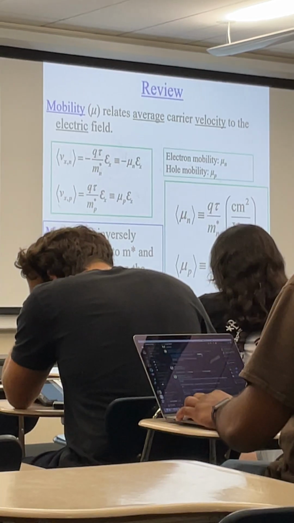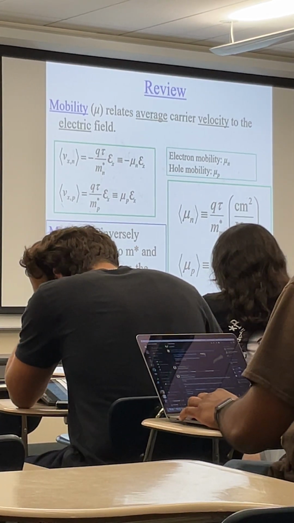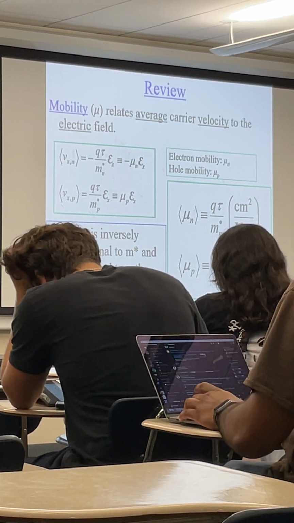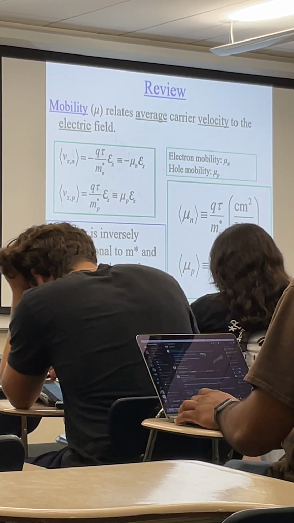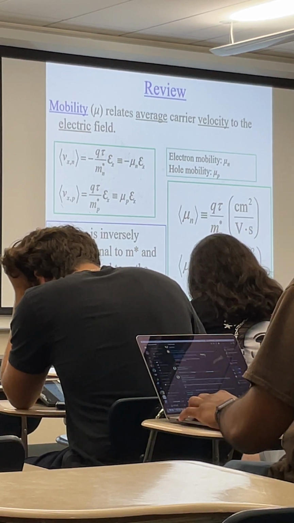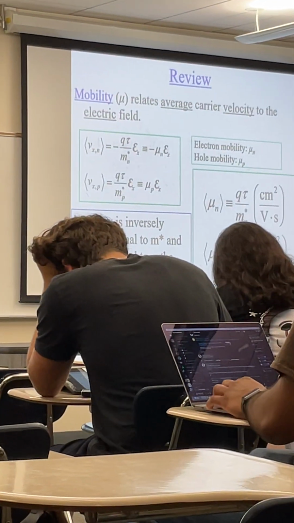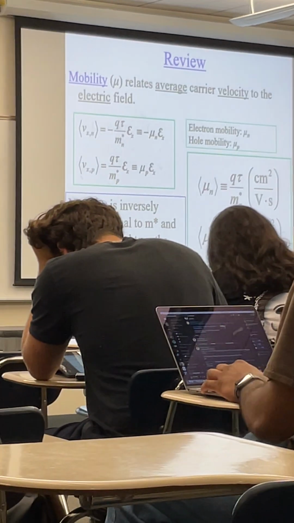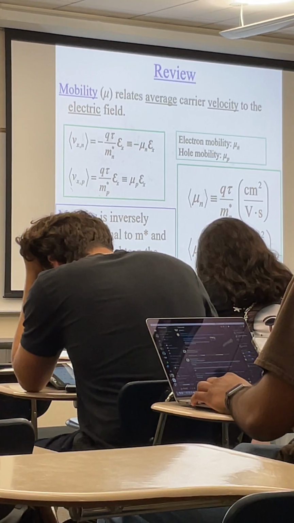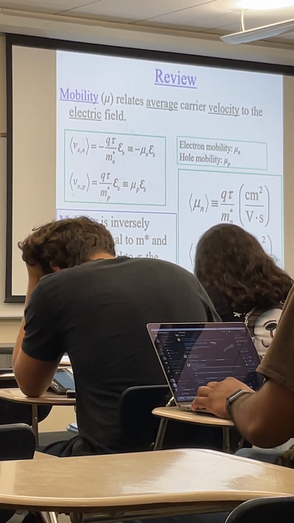Microscopic expressions for mobility: you can see mobility is proportional to the average scattering time. This scattering time in general decreases with increasing doping concentration. And mobility is inversely proportional to effective mass, so if we have higher effective mass, then we will have a lower mobility.